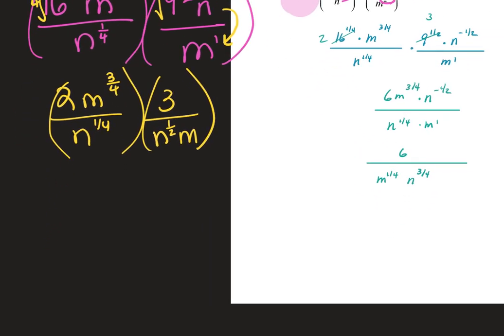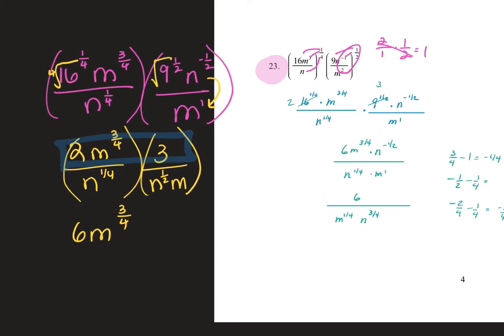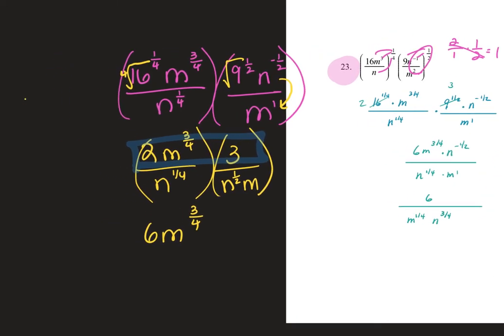Now I can multiply straight across in my numerator. So 2 times 3 is 6. m to the 3/4. Yep. How did you get 16 to 2 again? So the fourth root of 16 would be 2 and 8 and 2 and 4 and 2 and 2. There's 4 2's. So it's just 2. Yeah.